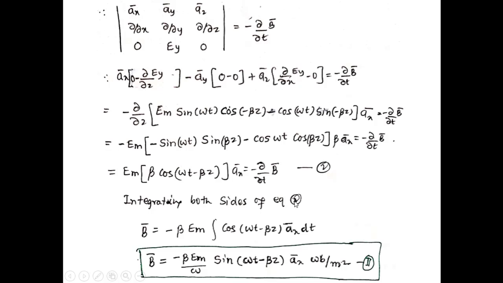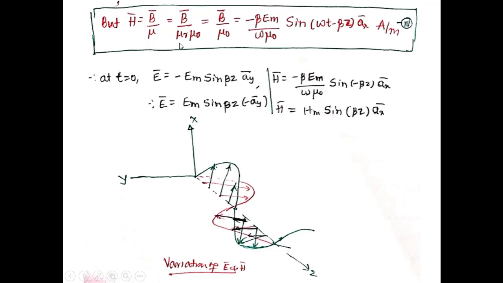Therefore, integrating both sides of the equation, you will get B bar is equal to minus beta Em integration of cos(omega t minus beta z) Ax bar dt. Integration of cos theta is plus sin theta. Therefore, B bar is equal to minus beta Em by omega sin(omega t minus beta z) Ax bar Weber per meter square. But H bar is equal to B bar by mu, or mu naught. Substituting the value of B bar, you will get H bar equal to minus beta Em by omega mu naught sin(omega t minus beta z) Ax bar ampere per meter.